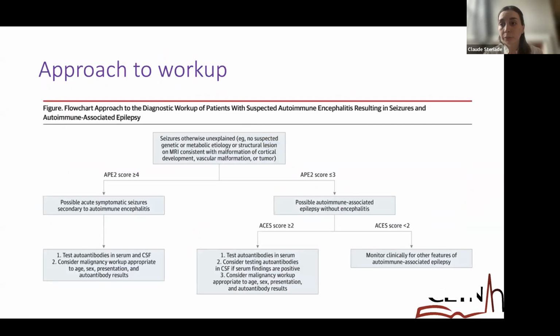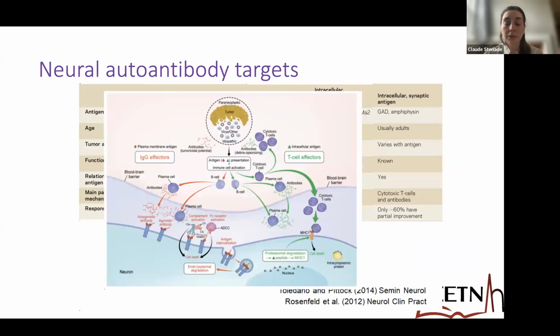So the general approach to workup is what I sort of mentioned before. So, once this patient has reached a phenotypic threshold, then really the cornerstone of the diagnostic workup is to do an antibody panel and consider a malignancy workup. So, when you're doing the antibody panel, for some reason the animations didn't work here, so you can't see the table underneath, but you're really testing for two types of antibodies. So I've talked about the intracellular targeted antibodies and the surface targeted antibodies.